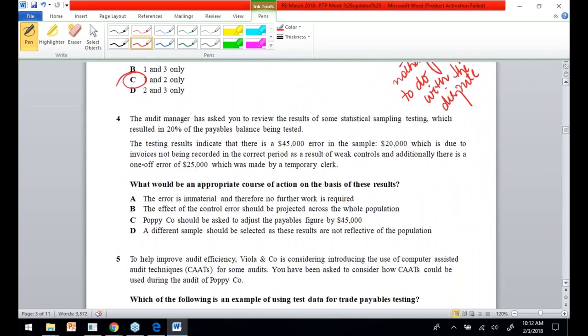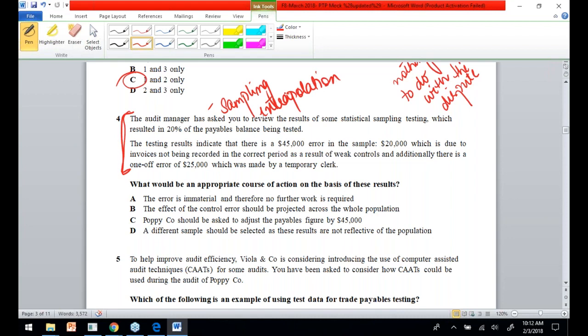Now, question number 4 was fairly simple for those who read it correctly and for those who know their sampling concepts and the concept of extrapolation. Can anyone tell me what the correct answer to this question is?